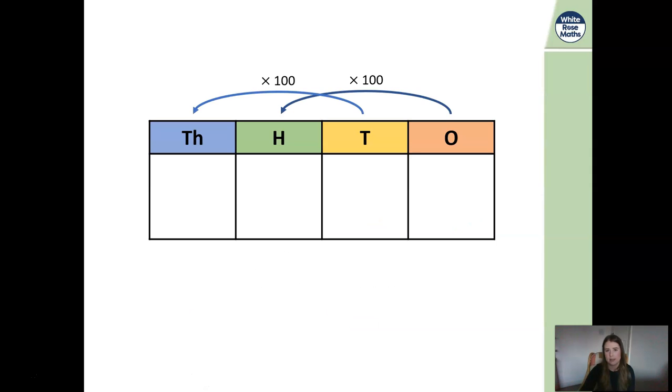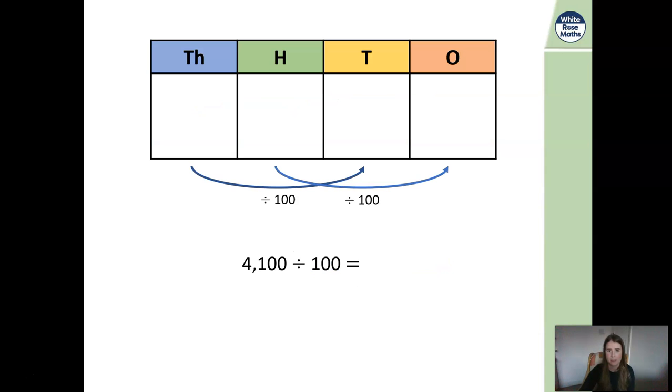So let's explore this. So we have 100 times as 2 digits to the left. Today we're looking at the inverse. We're doing 100 times smaller, so 2 digits to the right. So let's apply this knowledge to this question. So 4,100 divided by 100. So first of all, let's put our number in our place value chart. So I have 4,000, I have 100. Now I have no tens and I have no ones, so I can leave those columns blank.